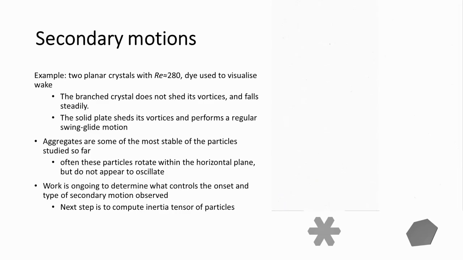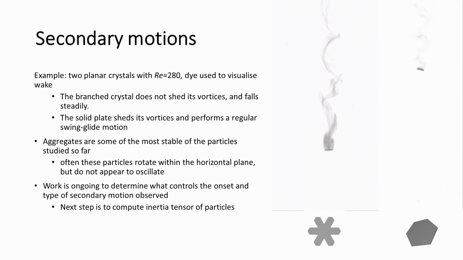What you find as well is when the Reynolds number increases, you start to see unsteady secondary motions. The videos that are playing now are of two crystals both falling with a Reynolds number of approximately 280, where we've used dye to visualize the wake, which you may or may not be able to see on the right. As you can see, as before, this branch crystal on the left falls quite steadily, it has a steady wake, but the solid crystal on the right undergoes this periodic swing glide type motion, which is associated with vortex shedding, and you get these different types of motions depending upon the geometric shape and the Reynolds number.